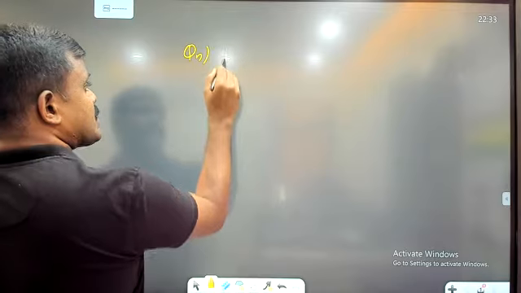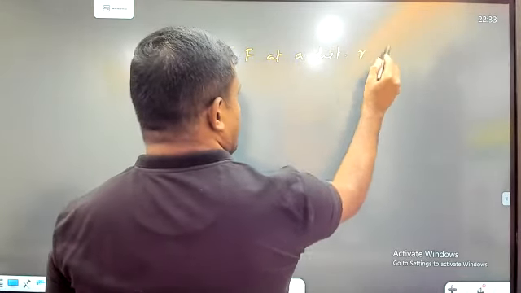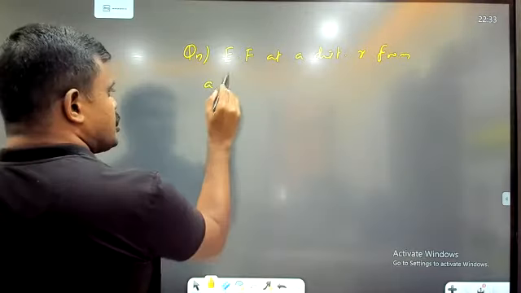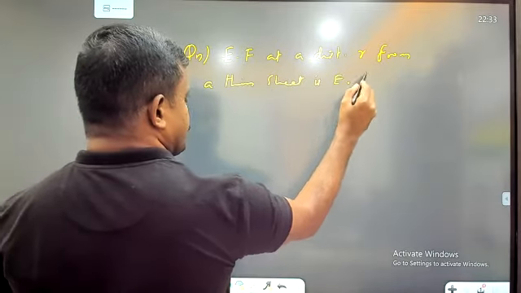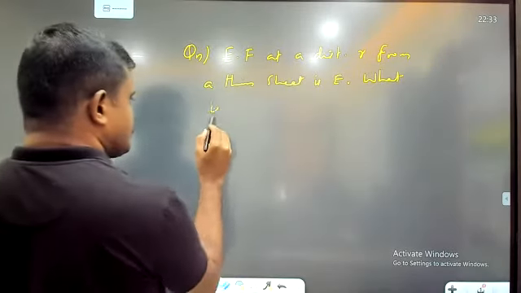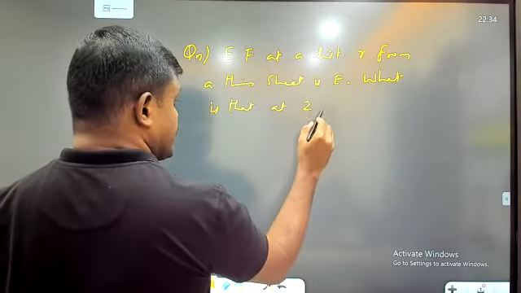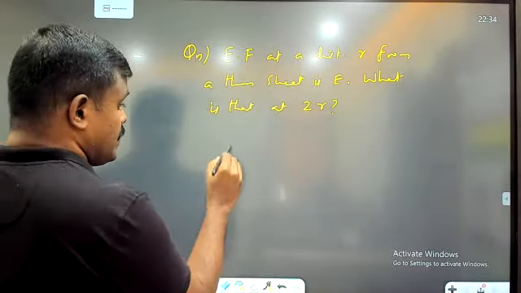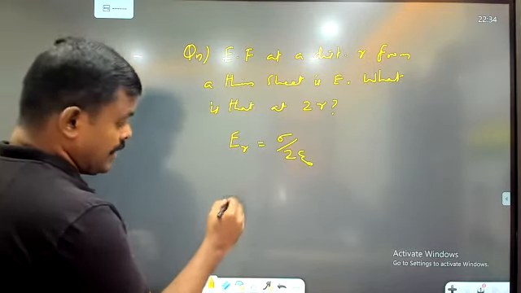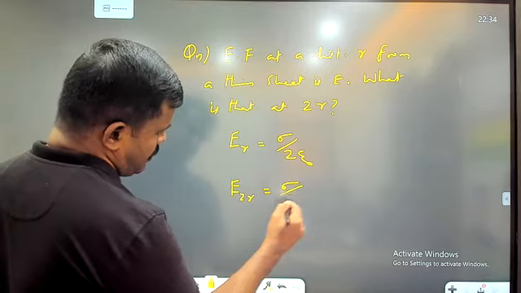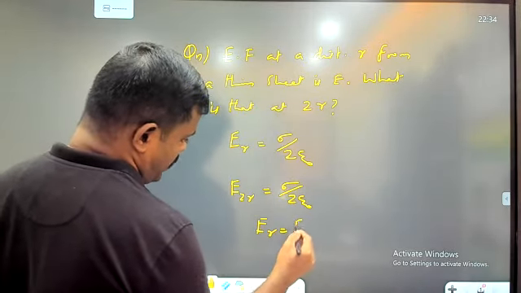Write the question: electric field at a distance R from a thin sheet is given. What is it at 2R? E at R is equal to what? Sigma by 2 epsilon 0. E at 2R is also what? Sigma by 2 epsilon 0. Both are the same. So E at R is equal to E at 2R.